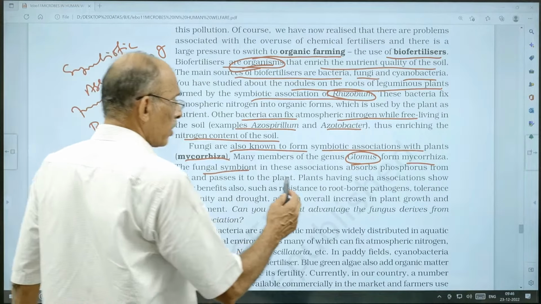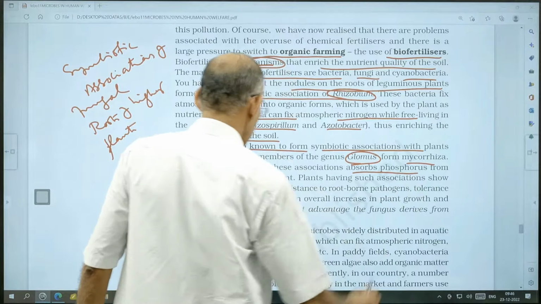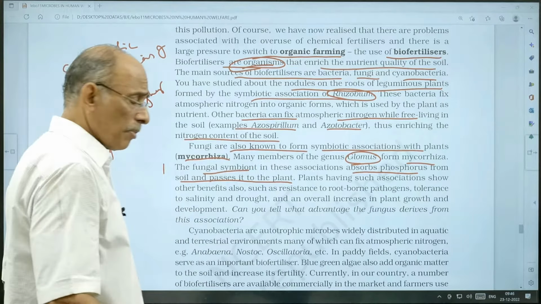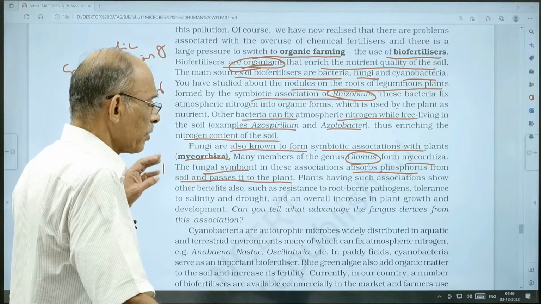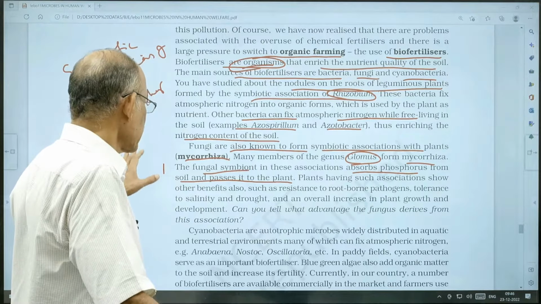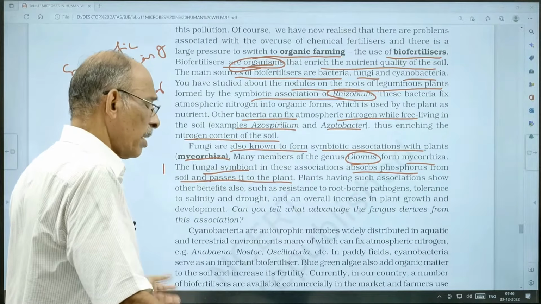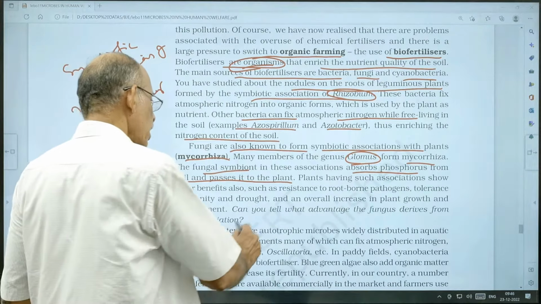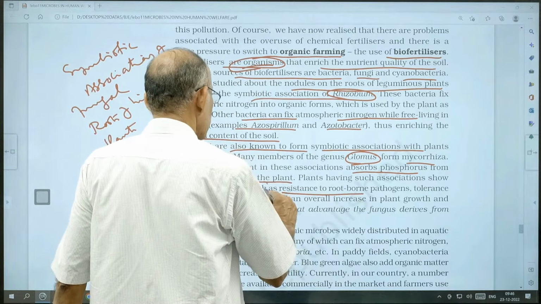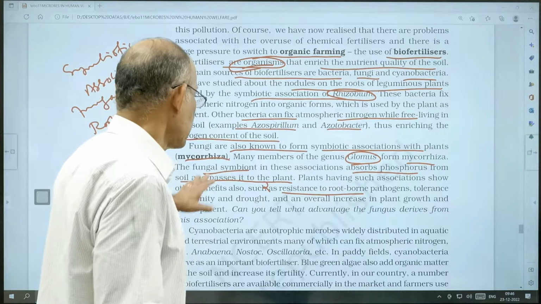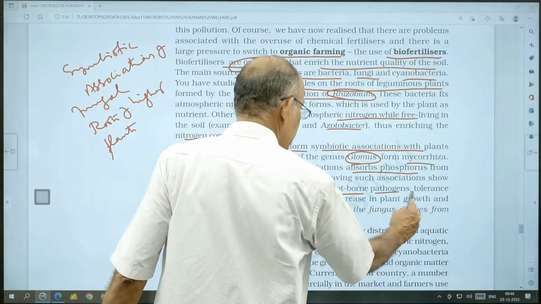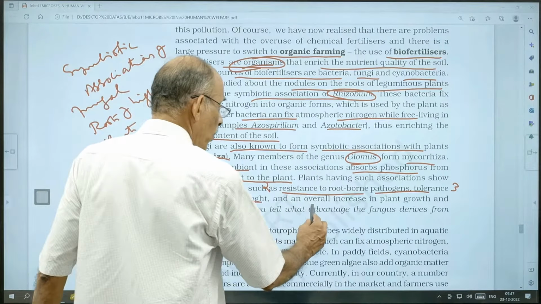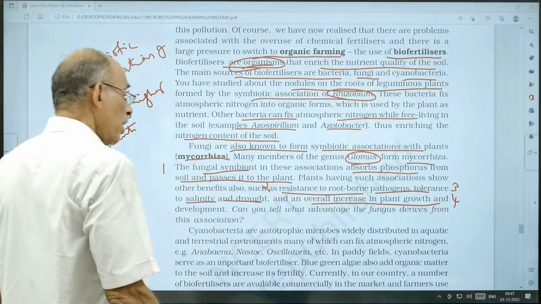The fungal symbiont has two or three beneficial effects. It absorbs phosphorus from the soil and passes it to the plant. Phosphorus is the first use. Plants obtain phosphorus in very little quantity, but the fungus of the mycorrhiza can absorb phosphorus from the soil and pass it on to the plant. Another benefit is resistance to root-borne pathogens, the second benefit. The third is tolerance to salinity and drought, and the fourth is an overall increase in plant growth and development.